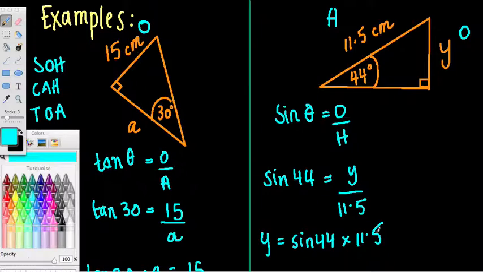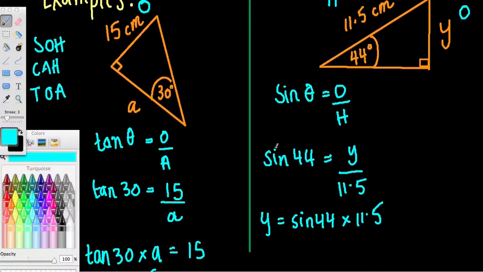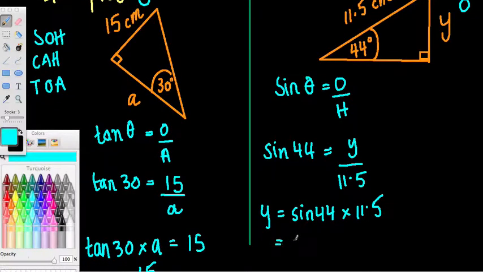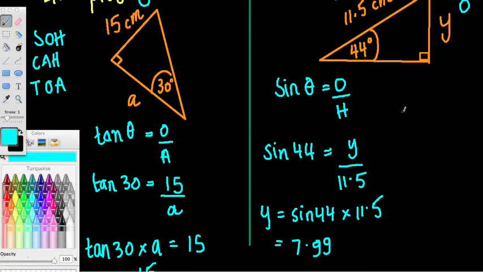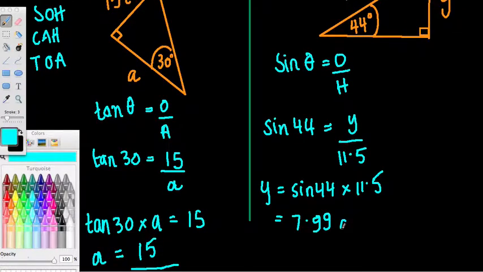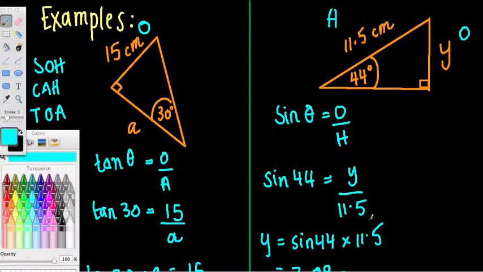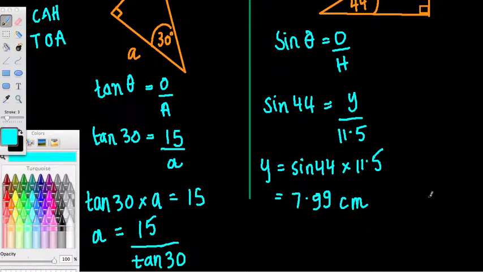How are you going so far? Hopefully you're following. Sine 44, we're multiplying by 11.5 so that we get y as the subject. And I've got 7.99 to 2 decimal places. Have a look at the unit, centimetres. Yep, there we go, 7.99.